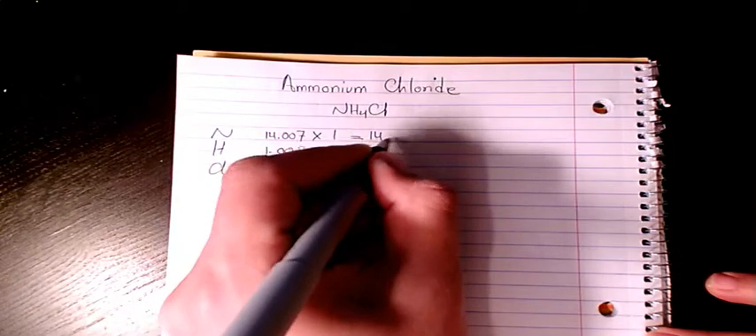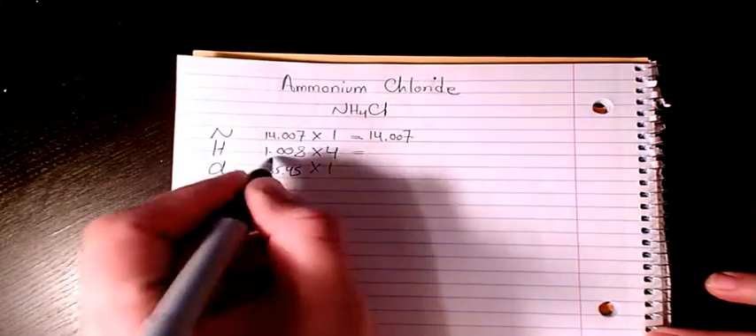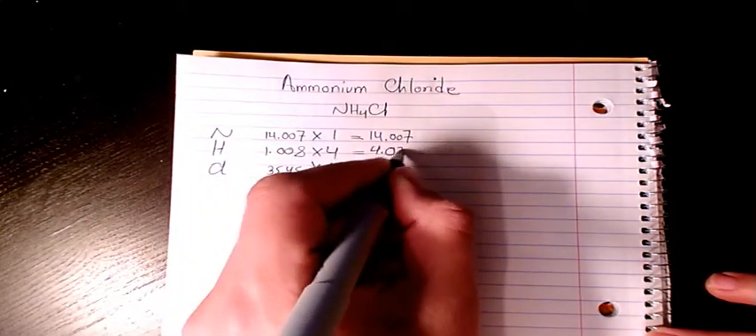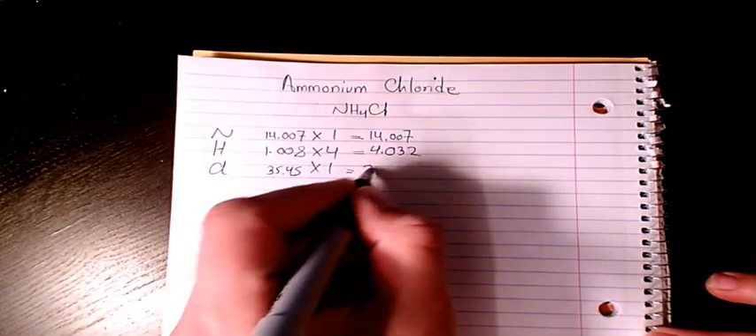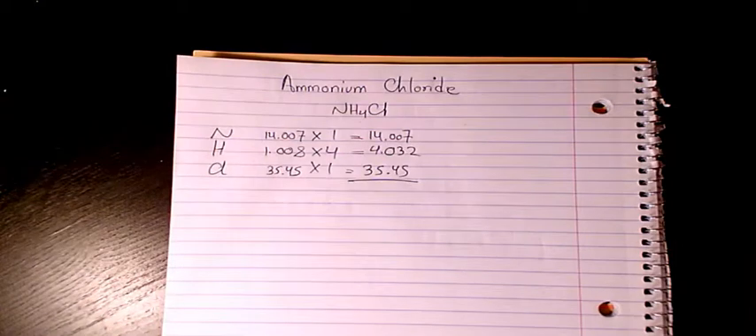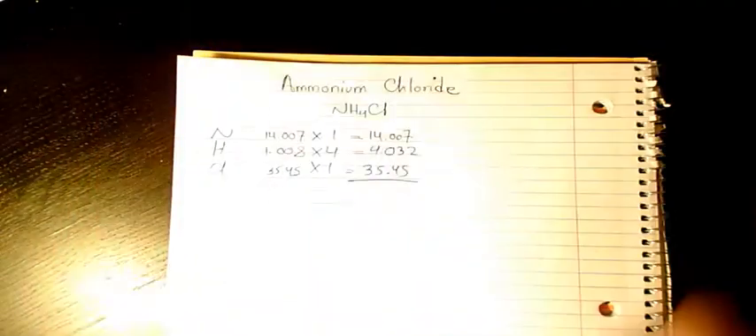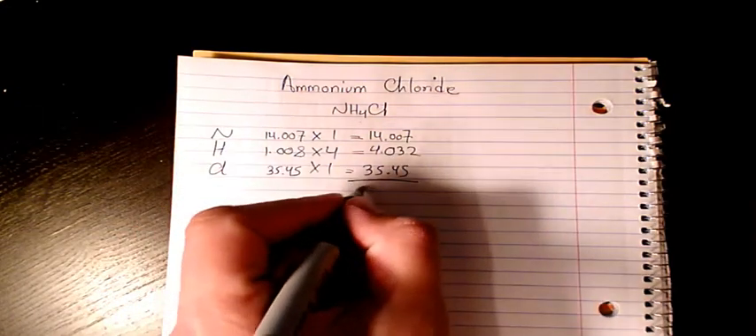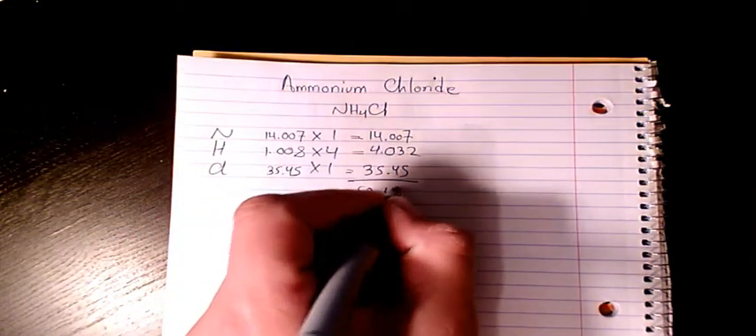So it's going to be 14.007. This one is going to be 4.032. And here we have 35.45. So then I add them together. So it's going to be 14.007 plus 4.032 plus 35.45. So that makes it 53.489.